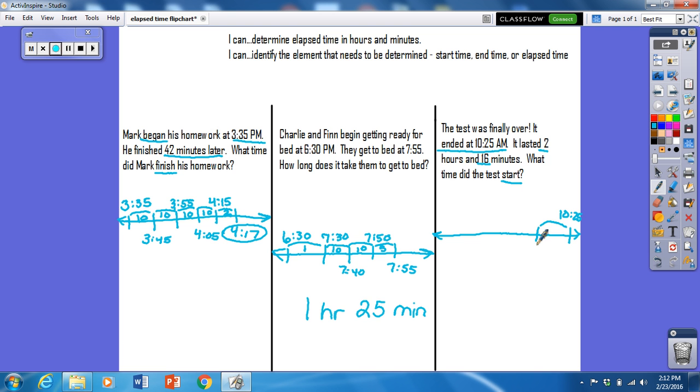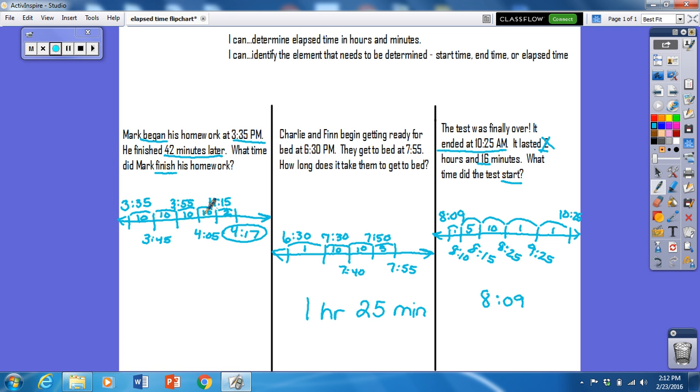So first we're going to go back 1 hour. So 10:25 would be 9:25. Then we need to go back another hour, which would be 8:25. So now I've got my 2 hours. Now I need to go back 16 minutes. Well, I know I'm going to go back 10 minutes first because remember the increments of 10 are the easiest ones to handle. So 8:25 minus 10 minutes would be 8:15. And again, I'm going to label it just so I know what I've used. Okay, and then I can go back 5 minutes, which would be 8:10. And back one more minute, which would be 8:09. So the time the test started was at 8:09.